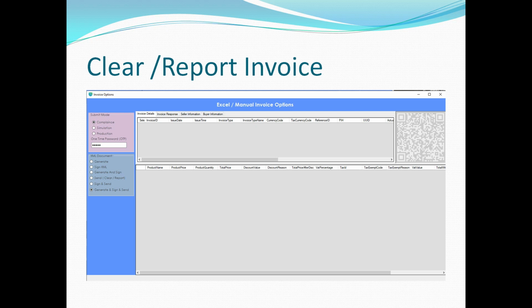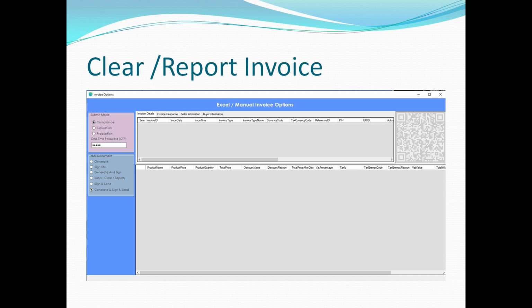The upper part will show the invoice header and the lower part will show the invoice details. Once you select an invoice header, the related invoice details will be filtered in the details part. Next, on the left side you will see the XML document. Here you have multiple options: generate, sign XML, generate and sign XML, send, sign and send, generate and sign and send.